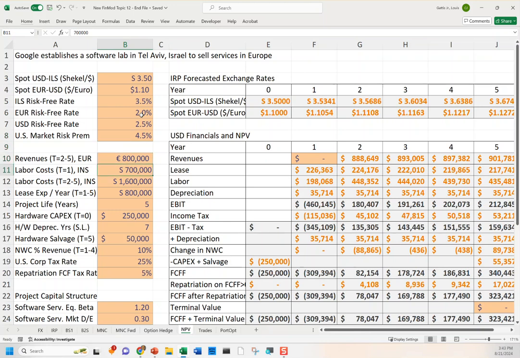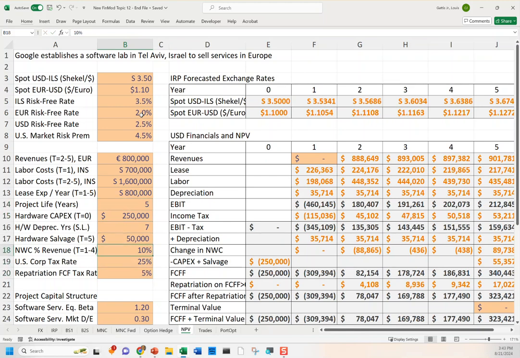And then here are my assumptions. I'm going to have revenues in euro starting in year 2 of 800,000 euros per year. I'm going to have Israeli costs in shekels at 700,000 in the first year, say a half year effect. And then years 2 through 5, 1.6 million shekels. And then there's going to be a lease expense from years 1 through 5 of 800,000 shekels. We're going to depreciate $500,000 of hardware and so on.